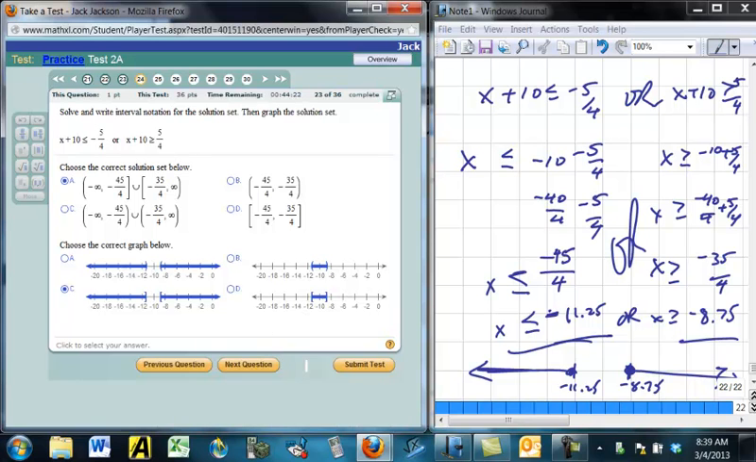And we could test points in these outer regions like 0 here. 10 is less than or equal to negative 5/4, that's false. But 10 is greater than or equal to 5/4 is true. So that means 0 is included. Try something out here like negative 20. Negative 20 plus 10 is negative 10, which is less than negative 5/4. That's true. So this one's going to be shaded. So it's going to be one of these two, but notice the boundary points are included, so it's going to be C. Okay. So kind of do a little test points there.